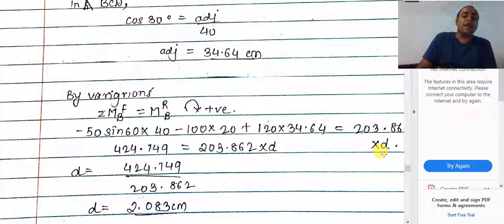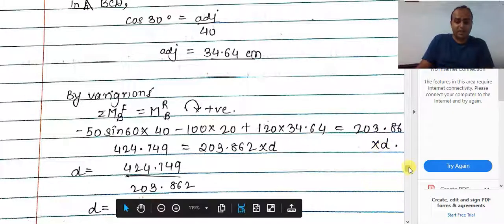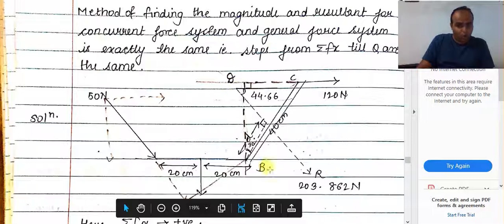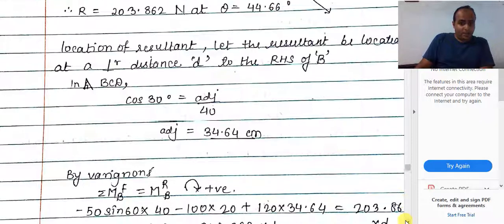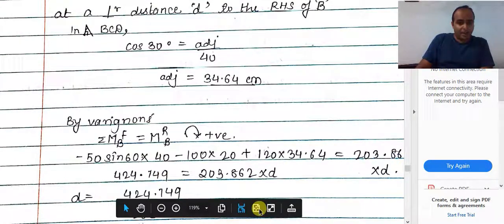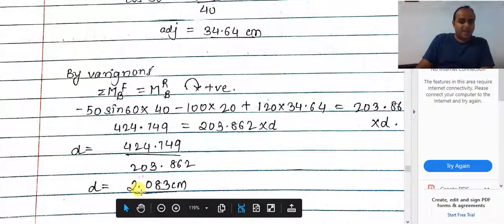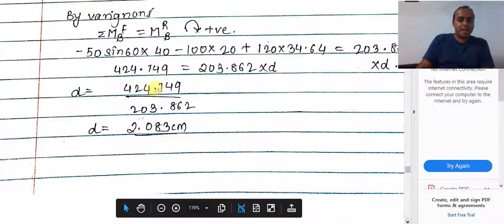Now, why is the resultant taken as positive, my dear friends? As the resultant was acting towards the fourth quadrant and it is taken to the right of B, it is also going to rotate the system in clockwise sense with respect to point B. That is why it is taken as positive. I hope it is pretty much clear to everyone till here. Ultimately, once we do the calculations, we get the value of d as 2.083 centimeter, which is positive. That is why we can say yes, R is acting towards the right hand side of point B.